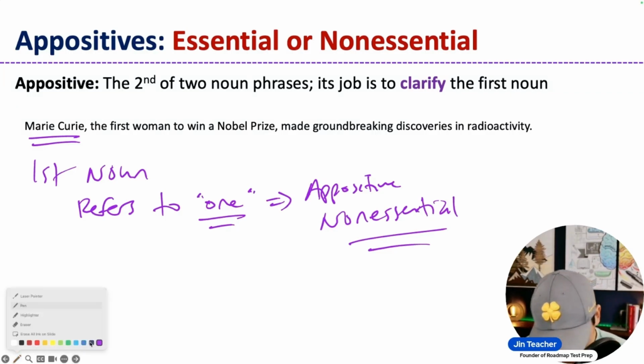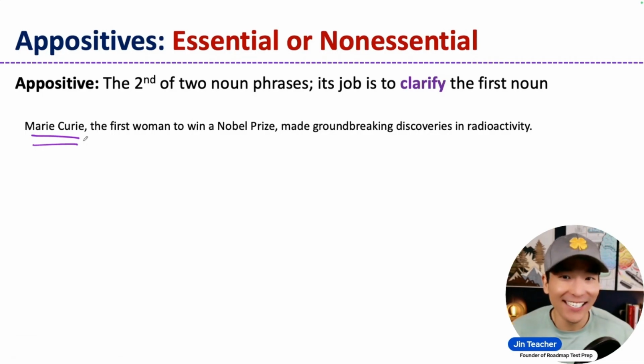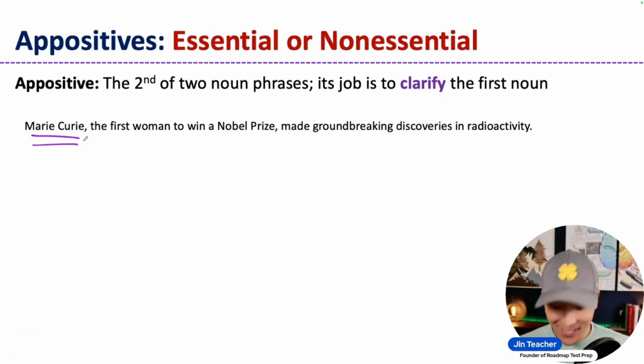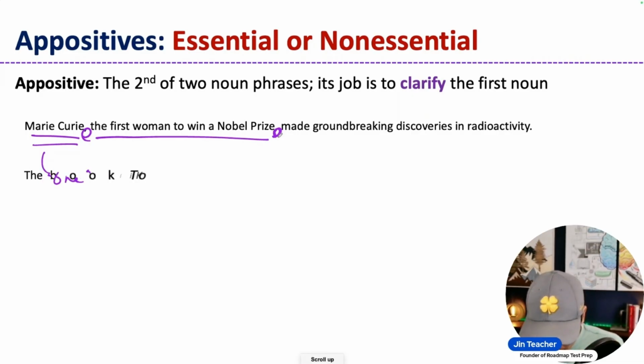So let's check it out here. Marie Curie refers to only one. There can only be one Marie Curie. Marie Curie is a person's name. So because it refers to only one, your appositive is non-essential, which means that we put a comma here before to open the non-essential, the first woman to win a Nobel Prize, and a comma here to close it. Okay? Let's try another example.